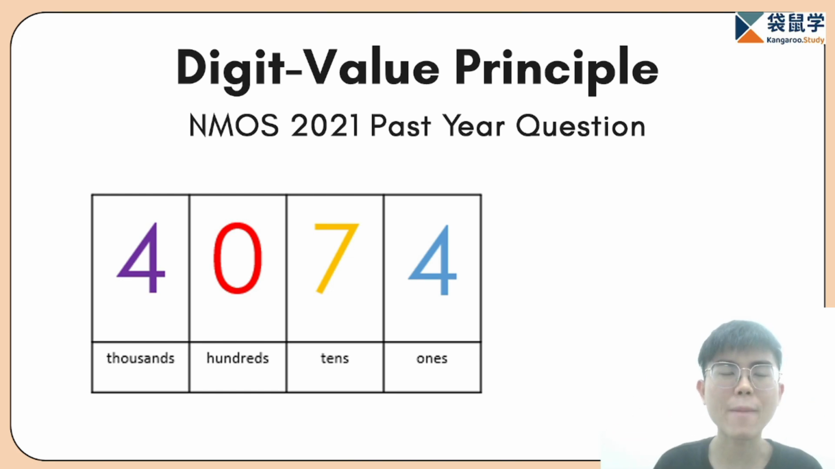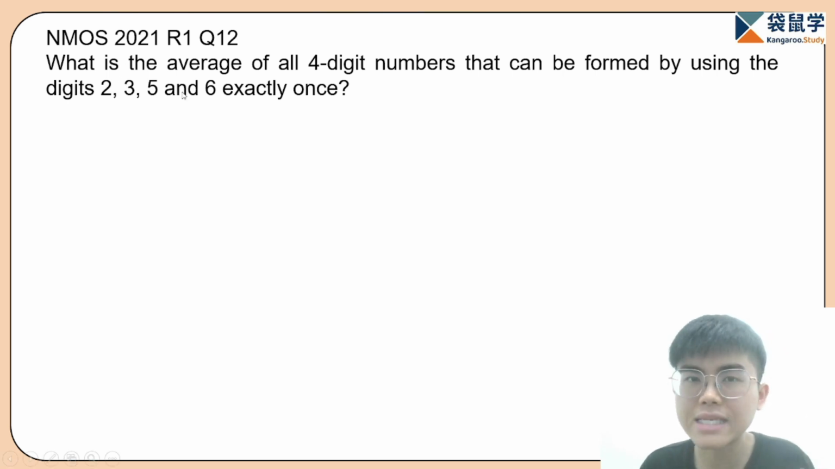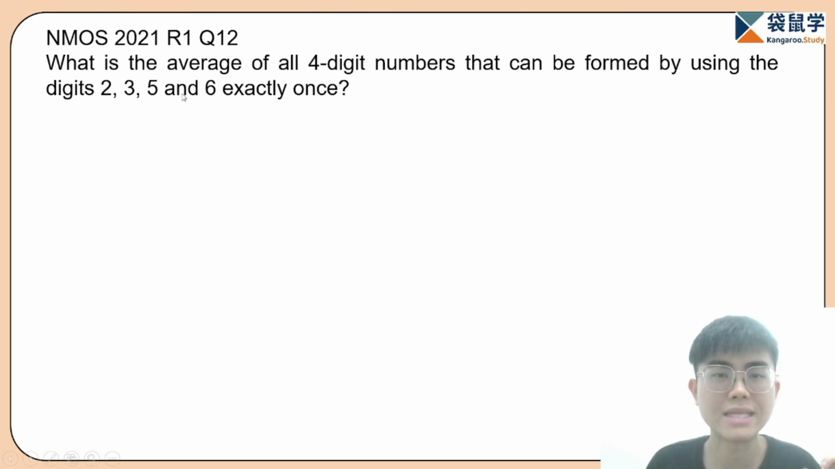Today, I would like to talk about a past year question from NMOS 2021, which is about the digit value principle. Now, let's have a look. From the question, we need to find the average of all 4-digit numbers that can be formed by using the digits 2, 3, 5, and 6 exactly once. So we are forming 4-digit numbers using 2, 3, 5, 6 and they cannot be repeated.